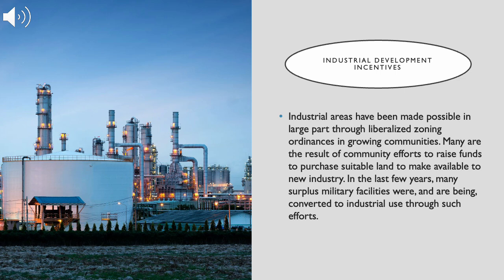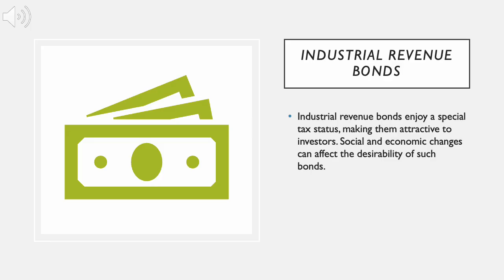Industrial areas have been made possible in large part through liberalized zoning ordinances in growing communities. Many are the result of community efforts to raise funds to purchase suitable land to make available to new industry. In the last few years, many surplus military facilities were and are being converted to industrial use through such efforts. Industrial revenue bonds. Industrial revenue bonds enjoy a special tax status, making them attractive to investors. Social and economic changes can affect the desirability of such bonds.